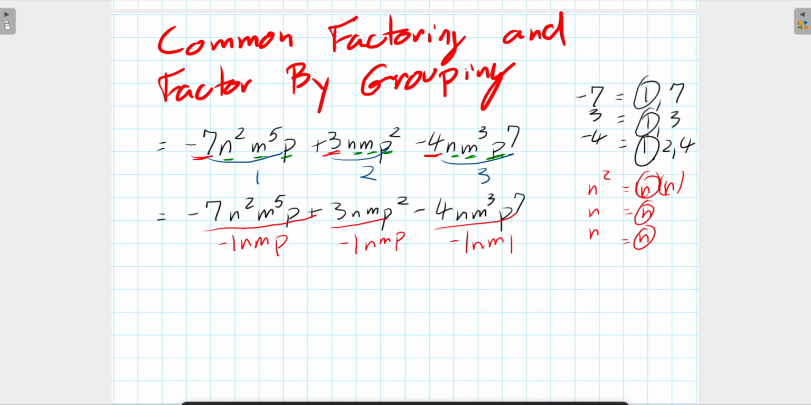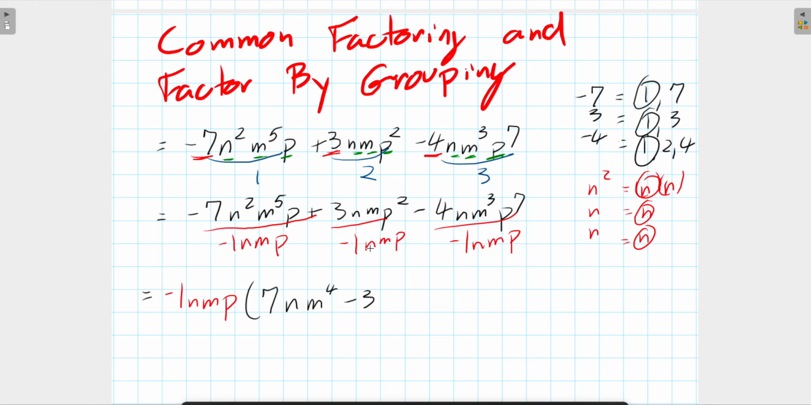So I'm going to start by writing it outside the set of brackets. We have -1 n m p. And then in the set of brackets, we're going to write what we have left. So -7 divided by -1 is actually +7. N squared divided by n, we subtract the exponents. We just have n. M to the 5 divided by m is m to the 4. And p divided by p is 1, and 1 times anything is itself, so we don't need to write the p in. +3 divided by -1 is -3.